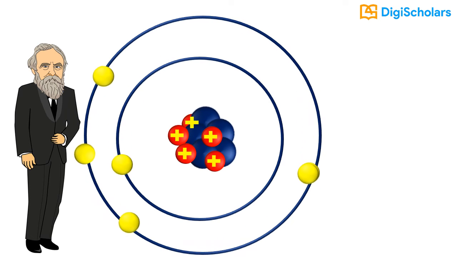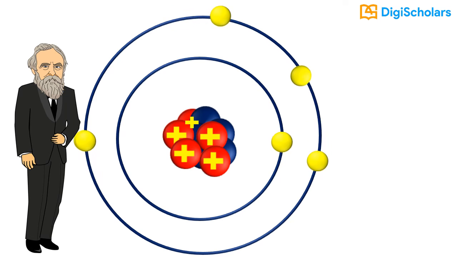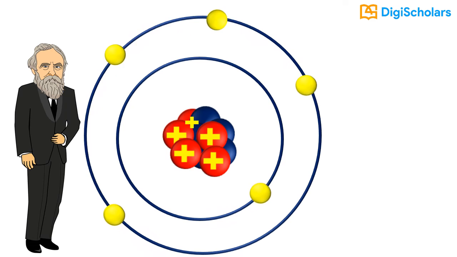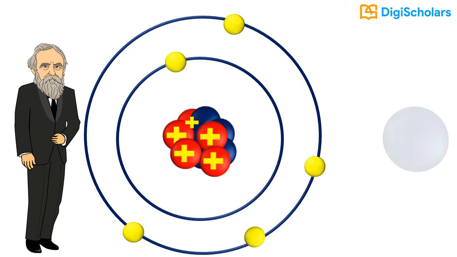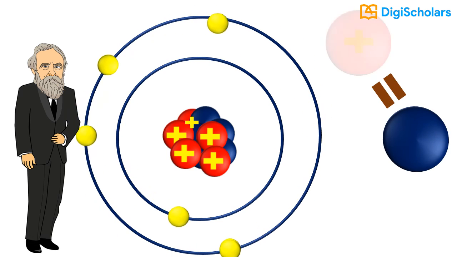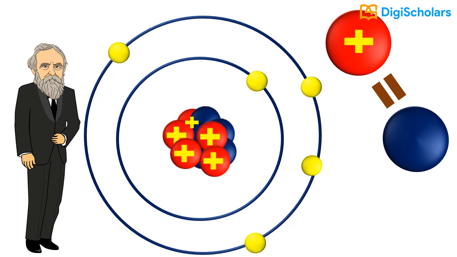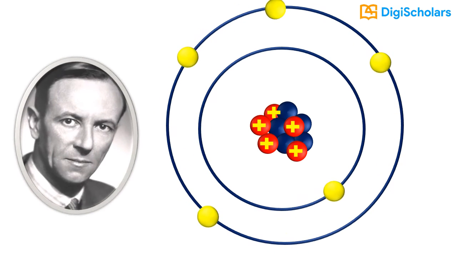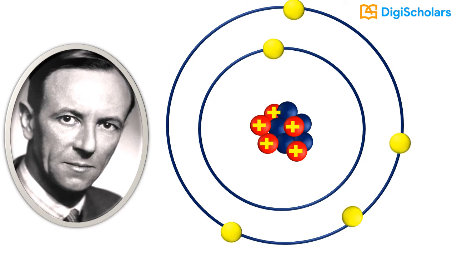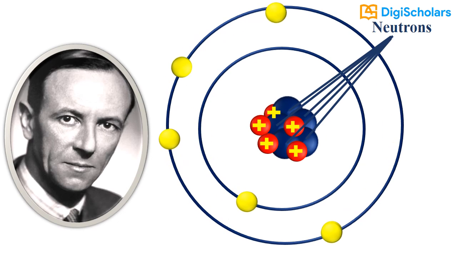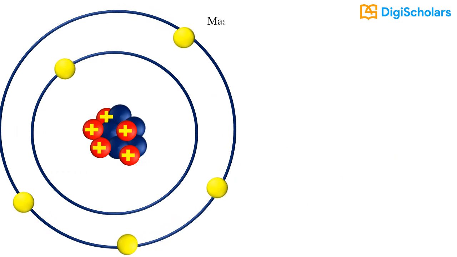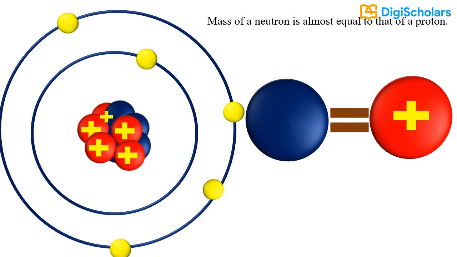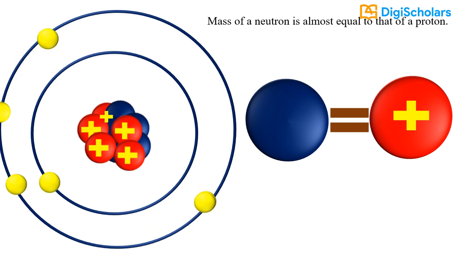Rutherford noticed that atomic masses of different atoms could not be explained if only protons and electrons are present in them. He predicted that a kind of neutral particle with mass equal to that of a proton must be present in the atom. In 1932, James Chadwick experimentally proved the presence of such particles and called them neutrons. The mass of a neutron is almost equal to that of a proton. They are present in the nucleus of the atom along with the protons.